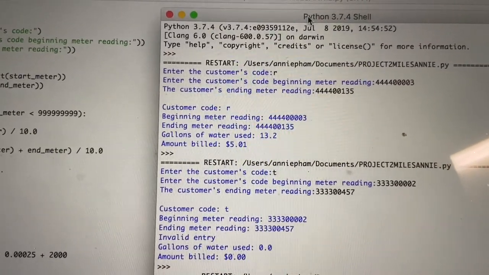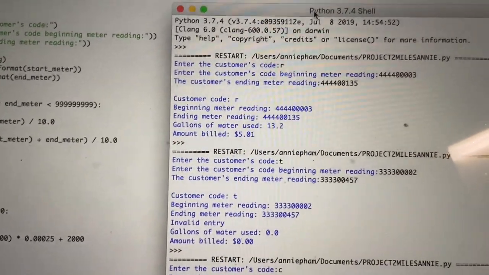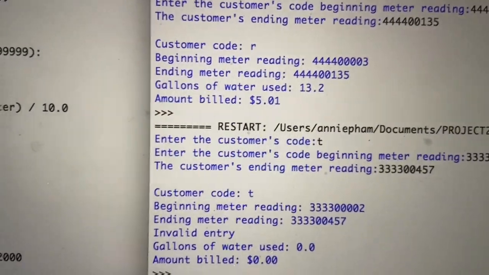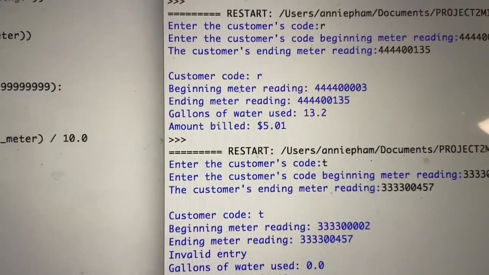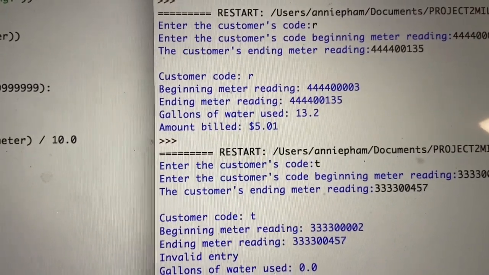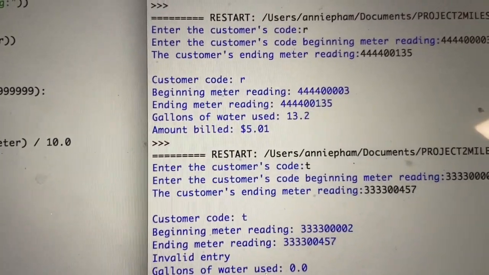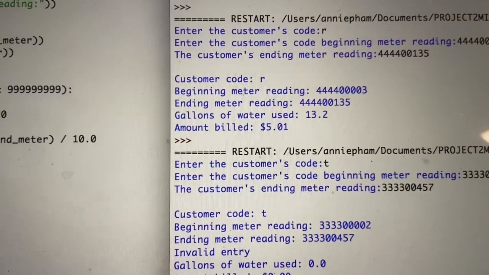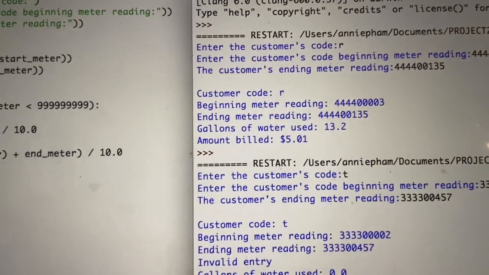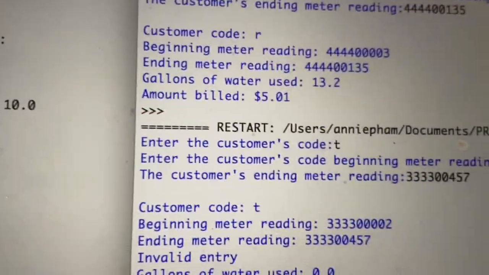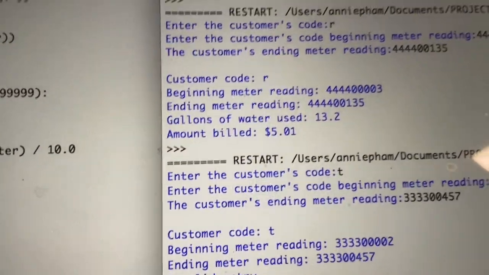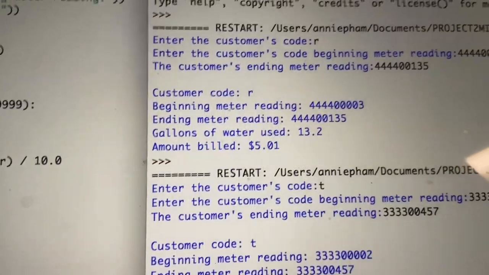4444000003, 4444000135. As an output, we were returned the customer code that we inputted, beginning meter reading, ending meter reading, and then in return the gallons of water used and the amount billed. We formatted it so that we would only be given 1 decimal point after the gallons used, and for the amount billed, we formatted it as what a price would look like, with a $ sign and only 2 decimal points behind it.